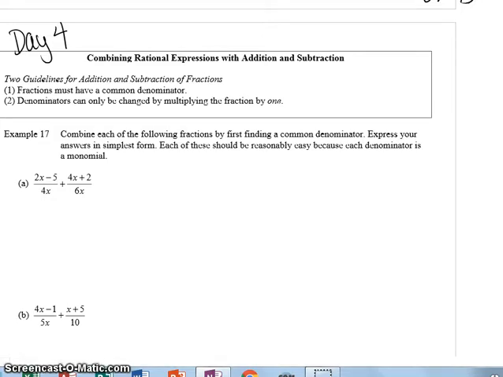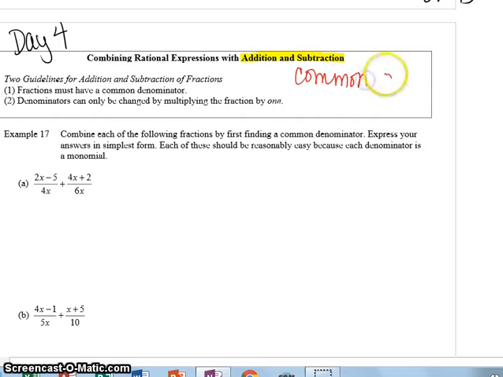So if you remember, when you add and subtract fractions, you need to get common denominators. Okay, that's the biggest thing. But it's a lot harder than it sounds because now we have to factor and do that kind of stuff.